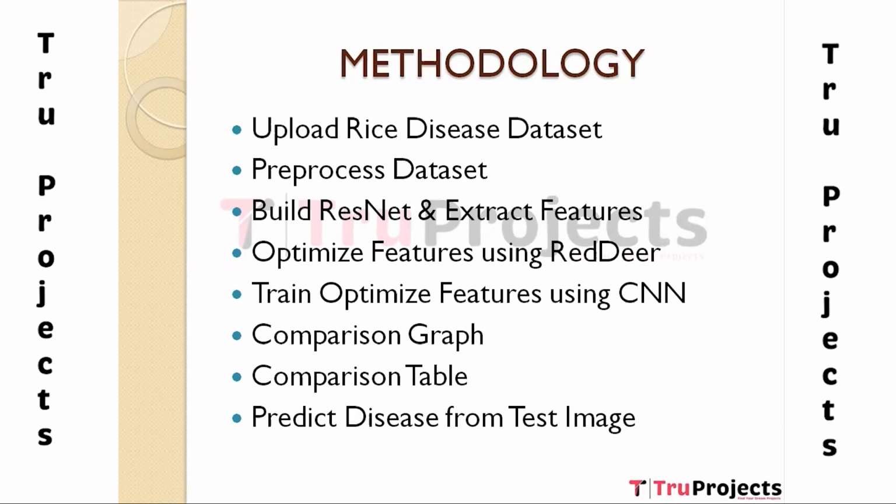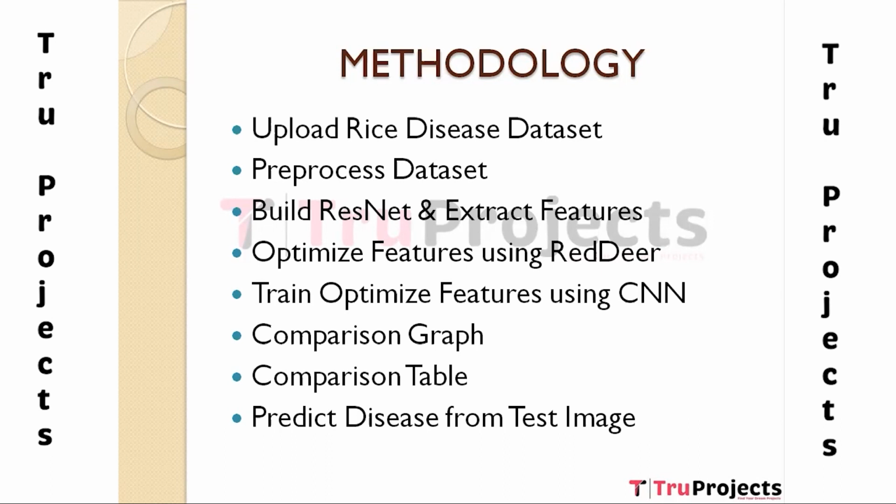So in this module we are going to build up the dataset which is related to the red deer module and optimize the features of the dataset. The next module, train optimized features using CNN algorithm. In this module we are going to build the CNN algorithm by training on the optimized disease dataset.